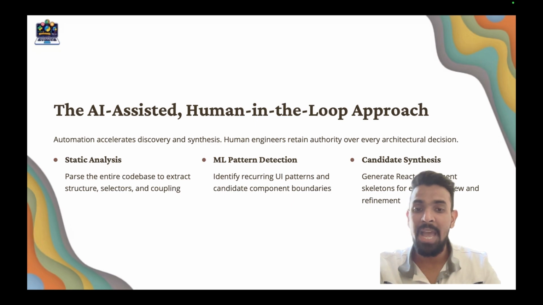Once the application has been analyzed, machine learning identifies recurring UI patterns that could become reusable React components. Finally, the AI generates candidate React components. I emphasize the word candidate because every recommendation is reviewed and approved by engineers before implementation. One lesson I have learned from enterprise modernization is that AI is excellent at finding patterns, but it doesn't understand business intent. That's why successful modernization combines AI speed with human expertise.